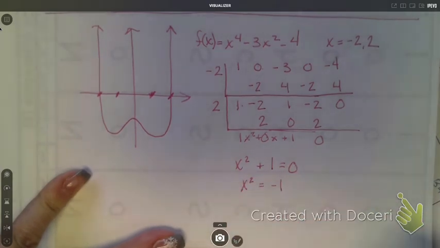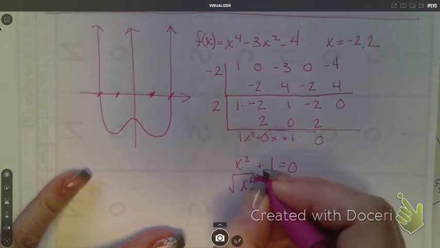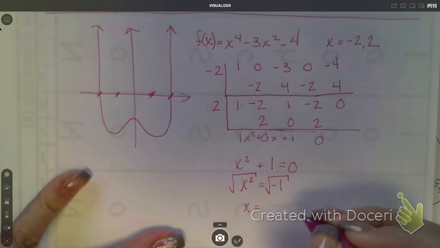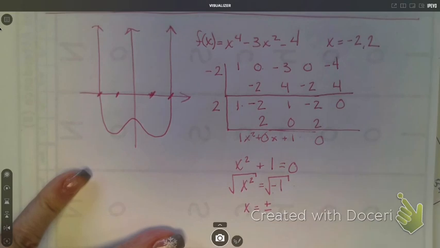Yeah, and then you have to take the square root of both sides. So x equals plus or minus, correct? Mhm. And what is the square root of -1 equal? i.